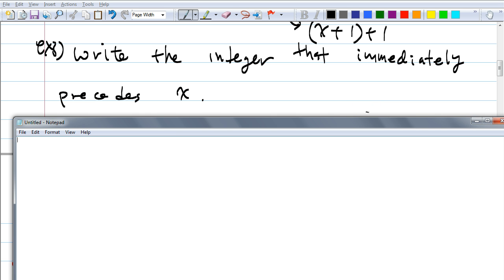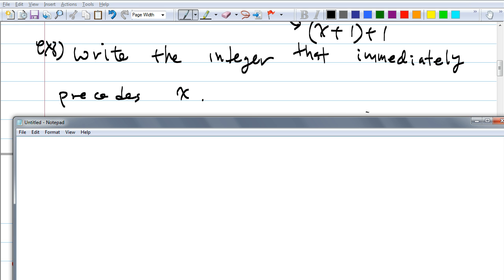Okay, from time to time, you get something like this. Write the integer that immediately precedes x. What does it mean, something precede? Two people know? Three? Samuel, what does it mean to precede something? Yeah, something that comes before.